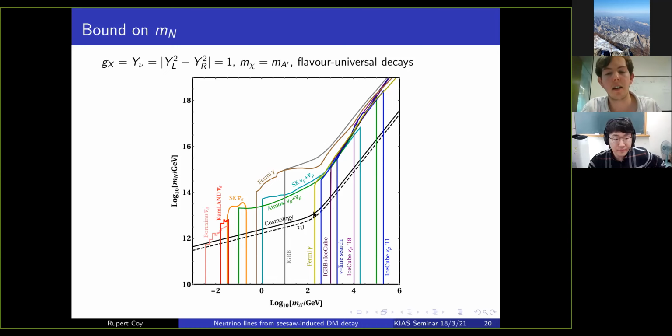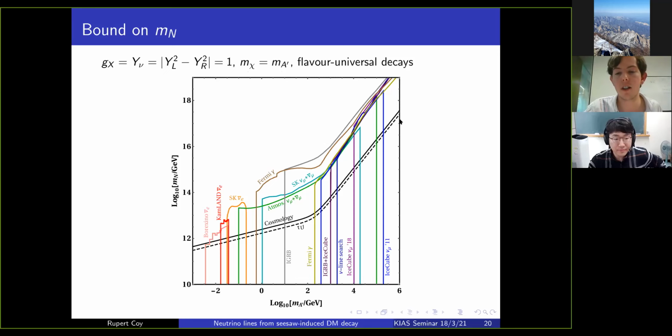The reason is that for lower dark matter masses, the tree level decay dominates. In that case, the dark matter width is proportional to the dark matter mass to the power of 1. On the other hand, when you get to higher masses, we saw that the loop level part of the amplitude dominates, and then the dark matter width is proportional to the dark matter mass to the power of 5, at least when m chi is equal to m A prime.